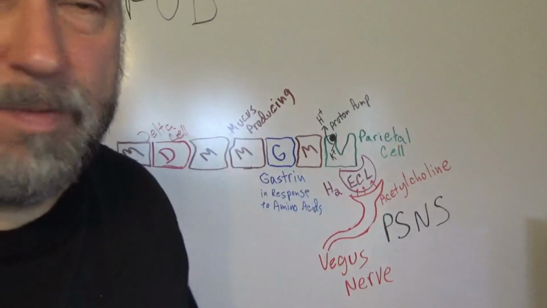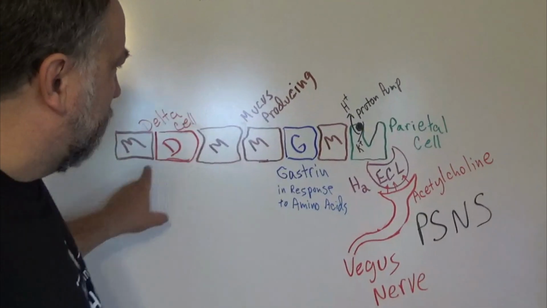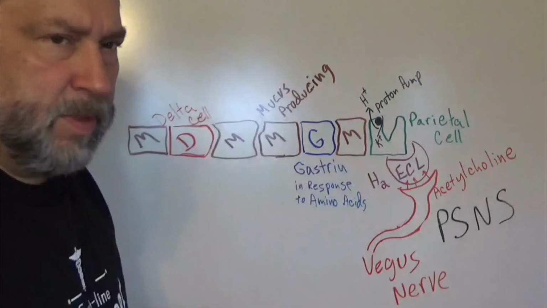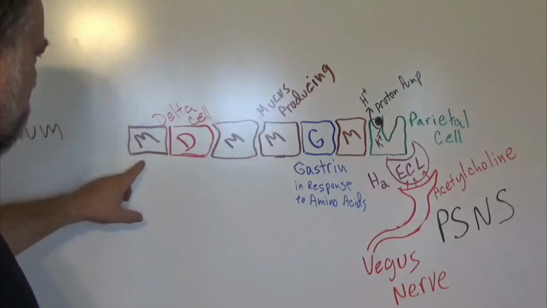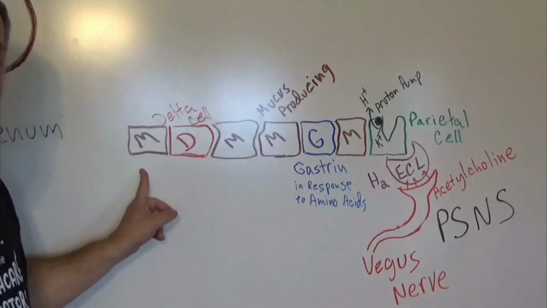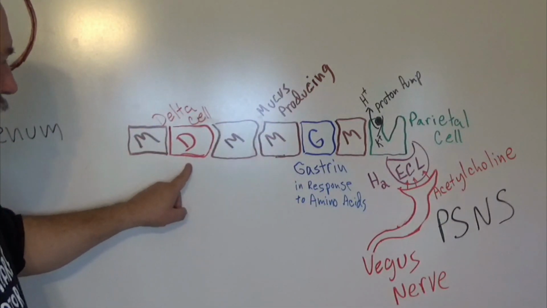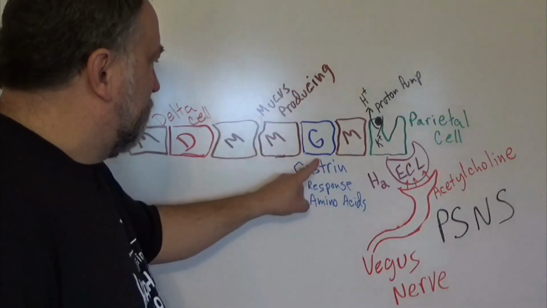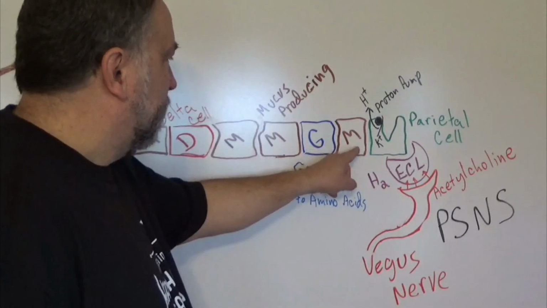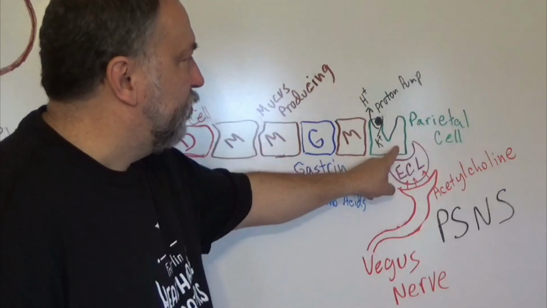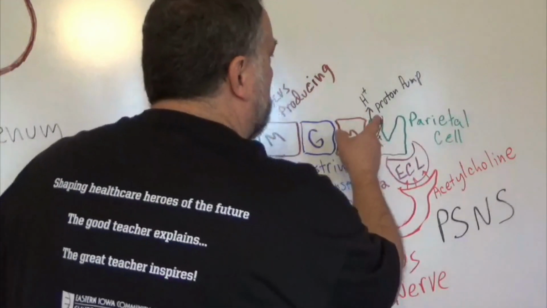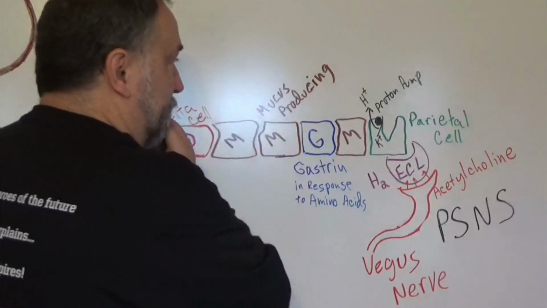Okay, so I've got a couple of things here that I've drawn out. I've drawn this lining, which is supposed to represent the gastric lining in the stomach. I've got these mucus producing cells in brown. The D here is a delta cell. The G cell produces gastrin, and there's another mucus cell. Over here I've got the parietal cell. The parietal cell is the big one when it comes to producing our acid.